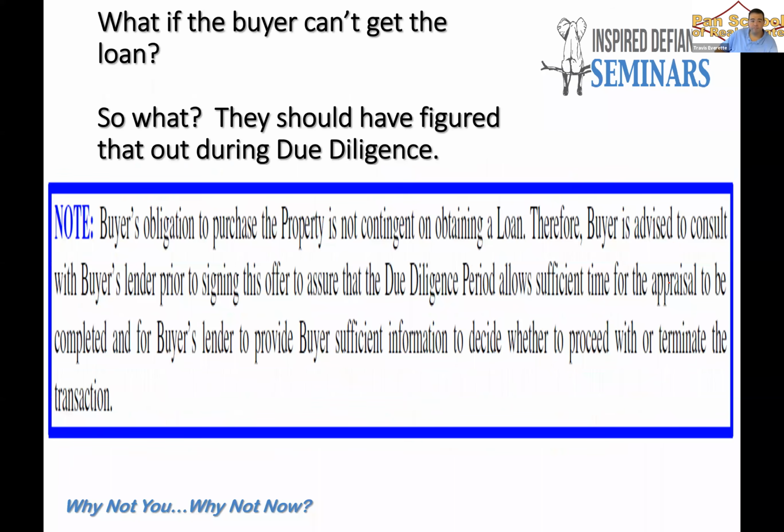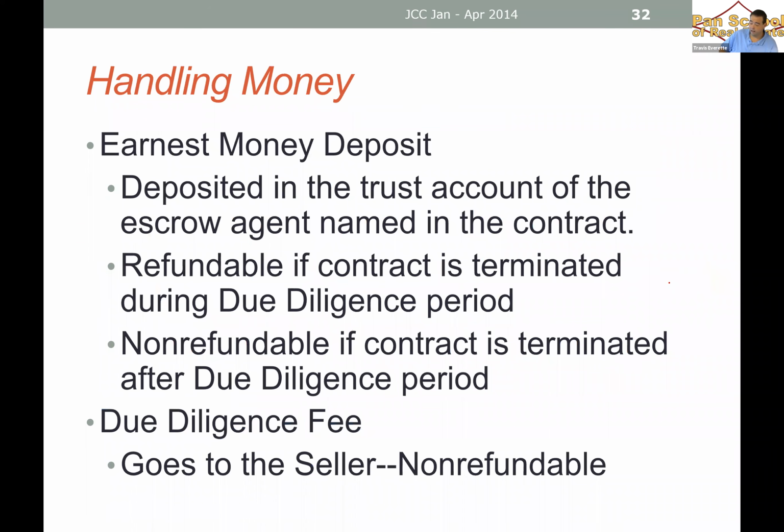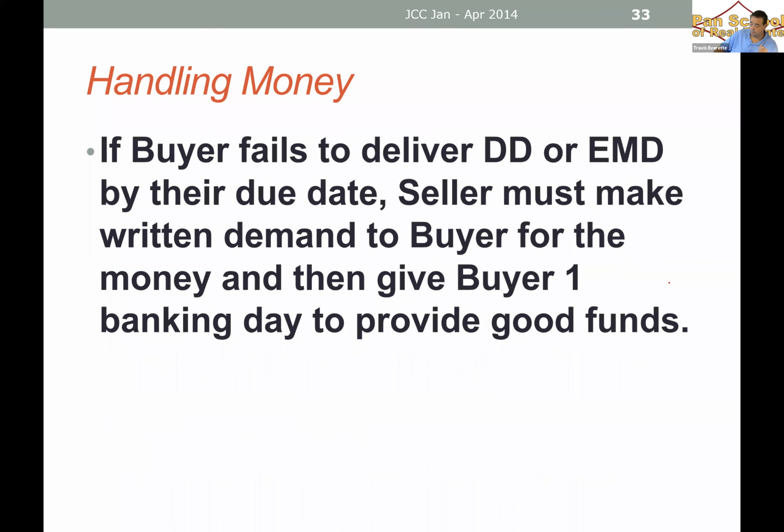Basically, figure it out during the due diligence period. This contract takes 14 pages to say that. The buyer should figure it out during the due diligence period, whether they want to buy or not. As far as handling the money, earnest money deposits go into an escrow account because they're potentially refundable. The due diligence fee goes directly to the seller because it is non-refundable. So we put the earnest money in an escrow account because it could potentially be refunded, and we deliver the due diligence fee directly to the seller.